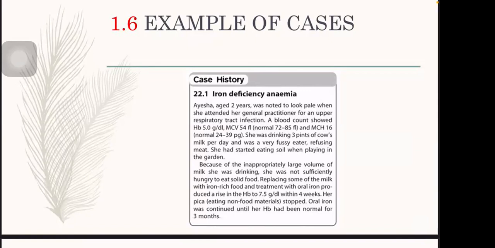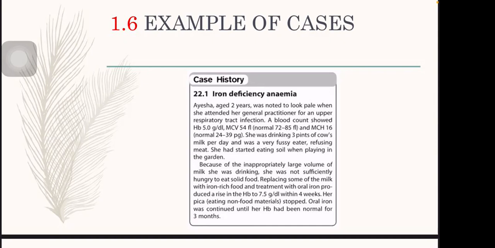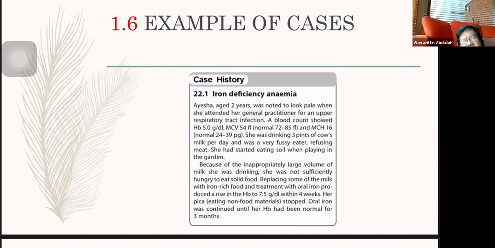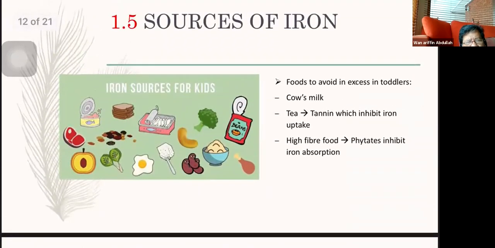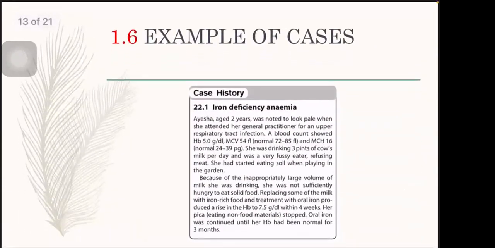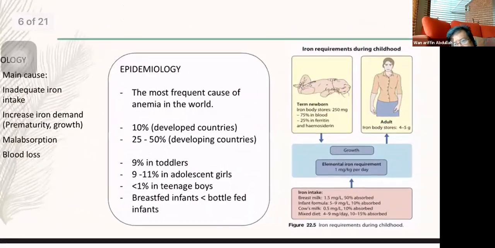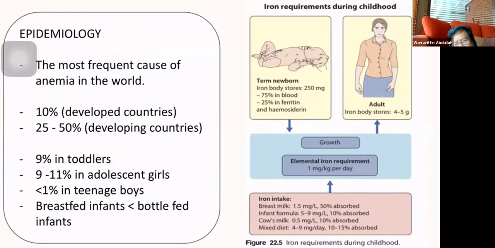So because of the excessive cow's milk, that means excessive iron, is it? Oh, in your last slide, I think your second and third slide, you said that cow's milk contains only 0.5. Yes, it's the lowest. Can you go back? Yeah, this one. Cow's milk, 0.5 milligram per liter compared to breast milk. And then the bioavailability is poor as well. Only 10% is absorbed. So how can you say excess cow's milk and all that is enough iron?